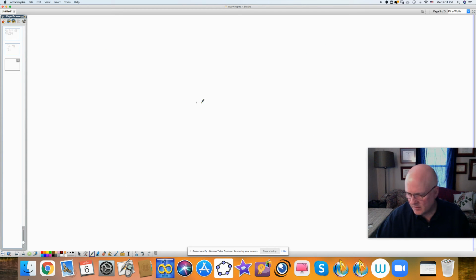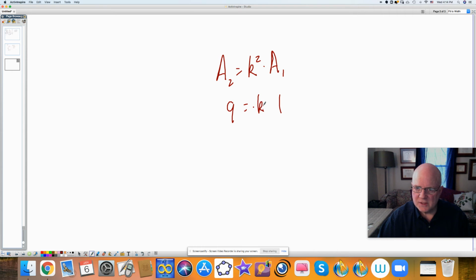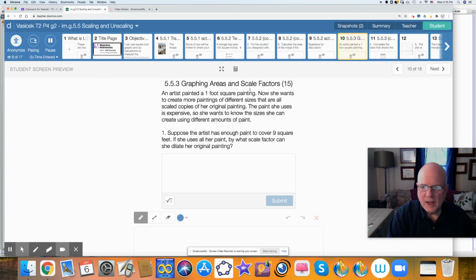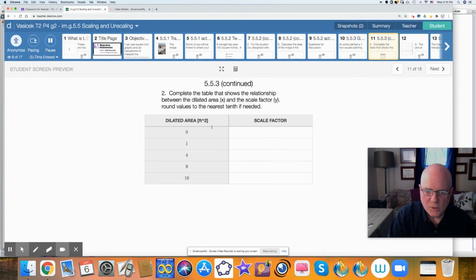I said my area 2 is equal to my scale factor squared times area 1. Area 1 was 1, area 2 was 9, so k squared is equal to 9. When you take the square root of both sides, we actually get a plus or minus value, but we're going to ignore the negative root because we're dealing with a scale factor for the paints. So I get k is equal to 3. That's what I'm looking for. And we can do this several times with this value.